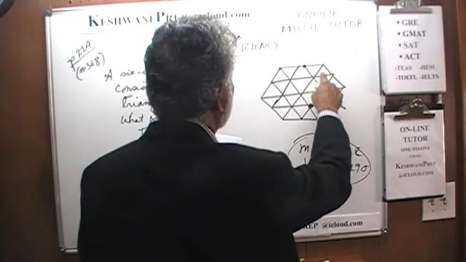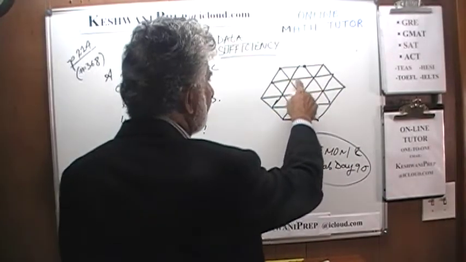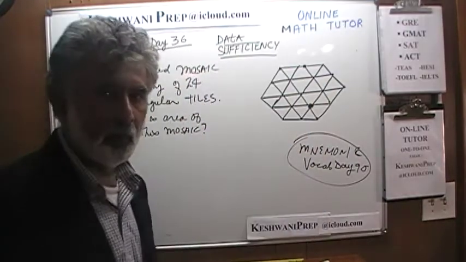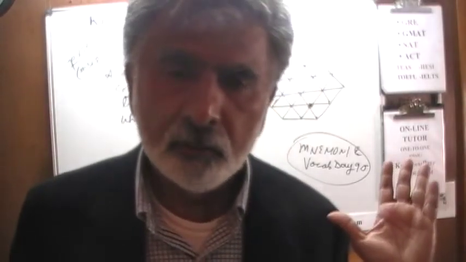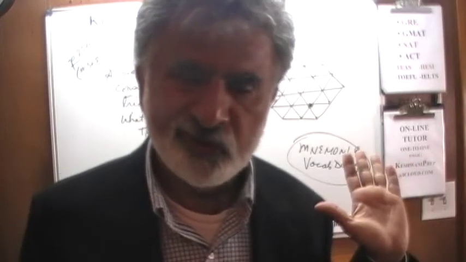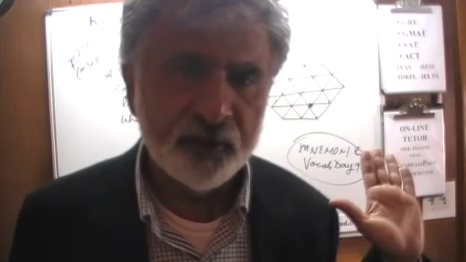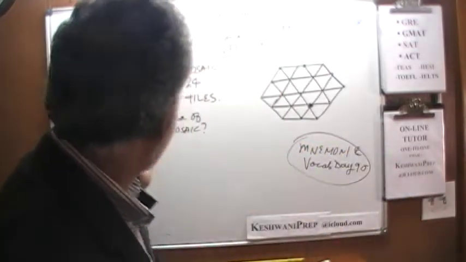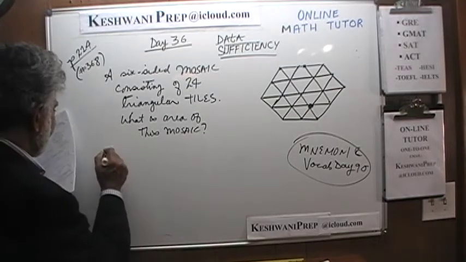I have 5 on the top. 1, 2, 3, 4, 5. There you go. 5, 6, 7, 8, 9, 10, 11, 12. There are 24 tiles. We're going to need 24 tiles to build a mosaic like that. The question is, what's the area of this mosaic? But before we can answer that, we need to know something about the tiles. They haven't told us anything at all about the tiles. So let's see what the first statement says.